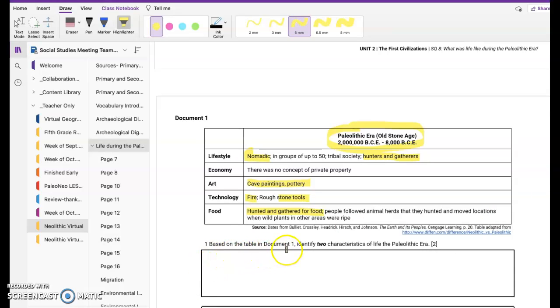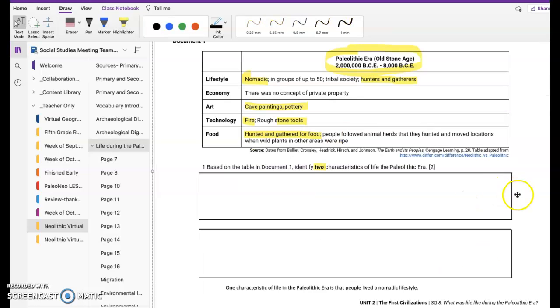Based on the table in document 1, identify 2 characteristics of life in the Paleolithic era. So 2 is bolded for you, it stands out, and then there are 2 boxes that follow right below it. So 2 characteristics. Now, characteristics is telling you what we want you to do to answer the question, which is tell about the Paleolithic era. So what's something that I know? 2 things that I know from the Paleolithic era.